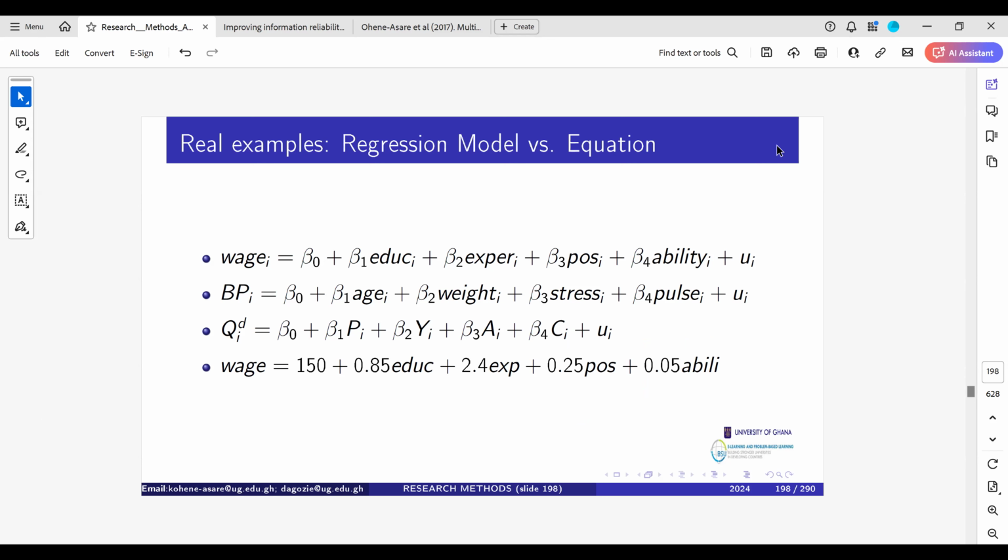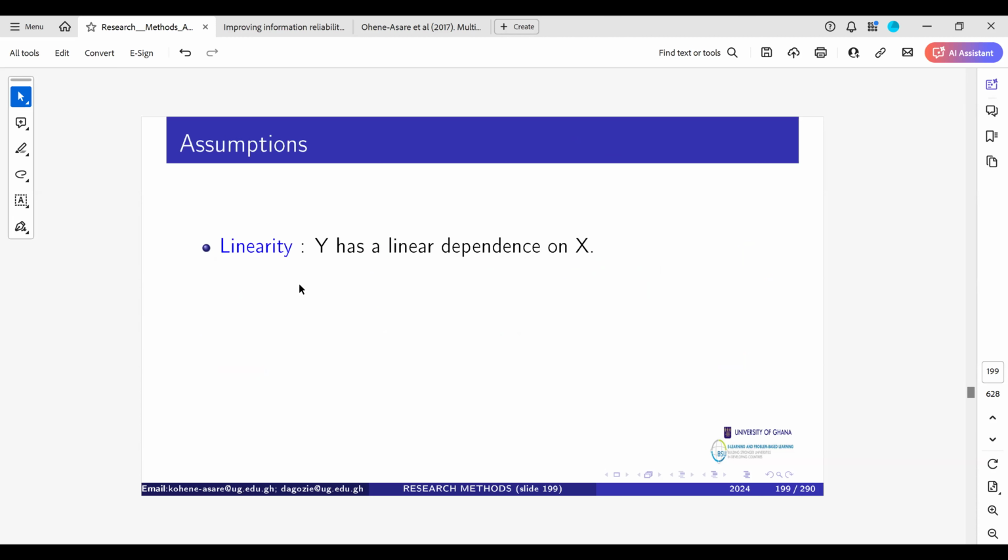You check carefully and you will notice that the first one has an error term, the last one has no error term. So the estimated equation has no error term. The specified model has an error term. The estimated equation has numerical coefficients, but the specified model has beta parameters. Know the difference. I ask this all the time. So this is what we mean by the specified model and an estimated equation.